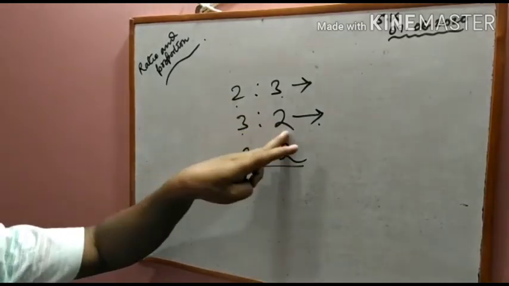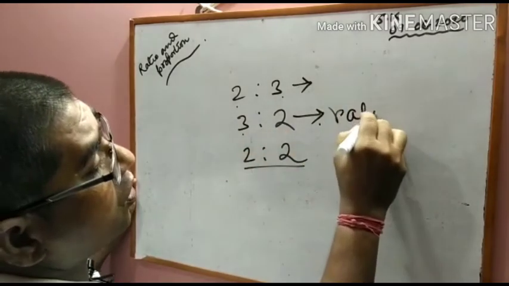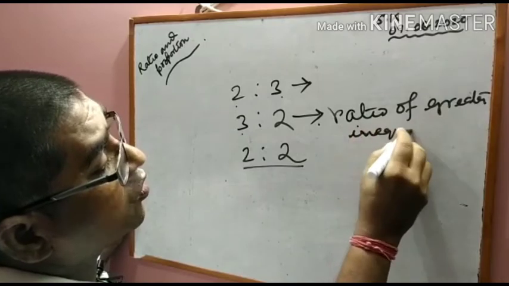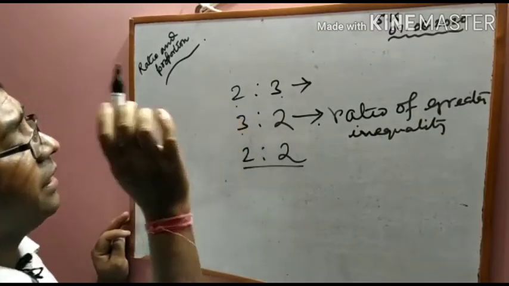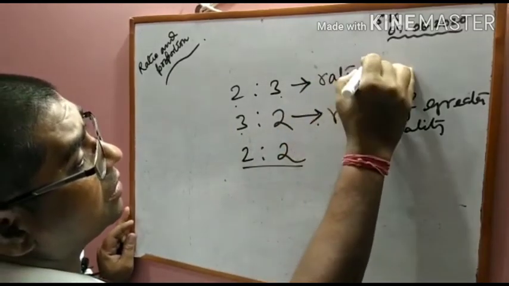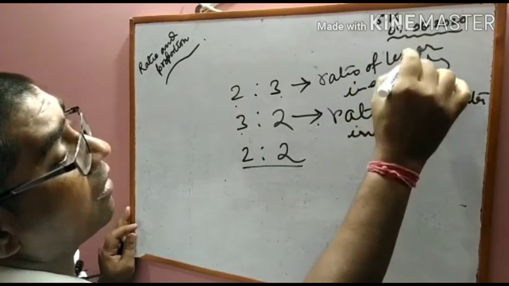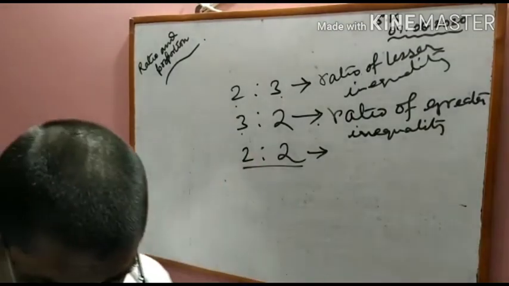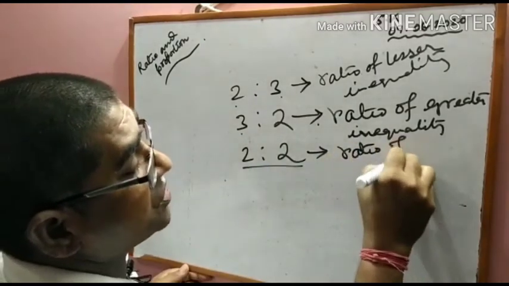If antecedent is greater than consequent, then it is called ratio of greater inequality. But in the reverse case, that is antecedent is less than consequent, then it is called ratio of lesser inequality. Okay, but if both antecedent and consequent are equal, then it is called ratio of equality.